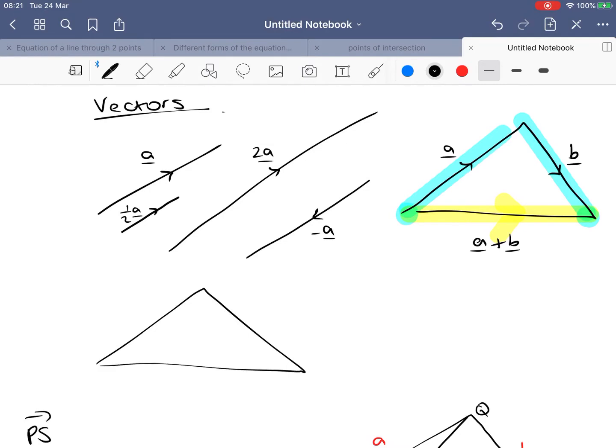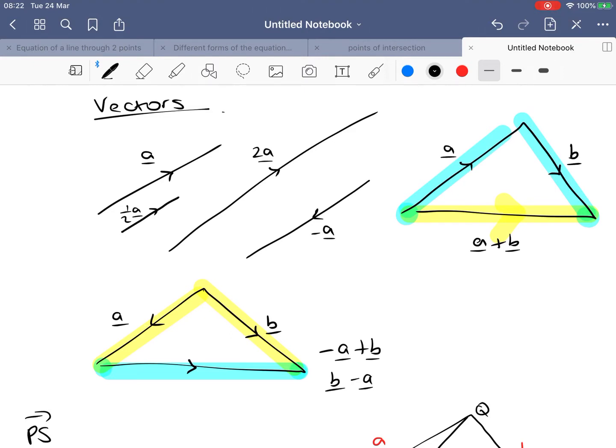Equally, I could have something like this where I've got a vector going from here and a vector going from here, and I've got A and B both coming from this point at the top. If I wanted to know the vector along here, I have to think, how do I get from here to here? Well, what I could do is I could go up there and down there. And in that case, what I'm actually doing is I'm going minus A plus B. And a better way that we tend to write that is B take away A.